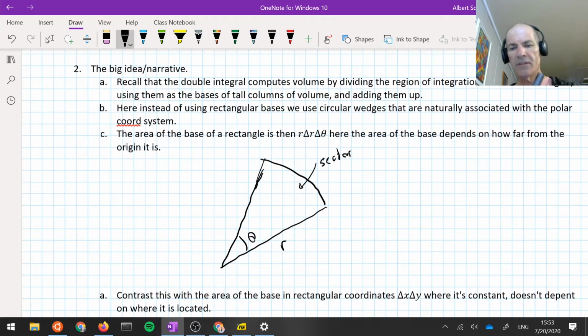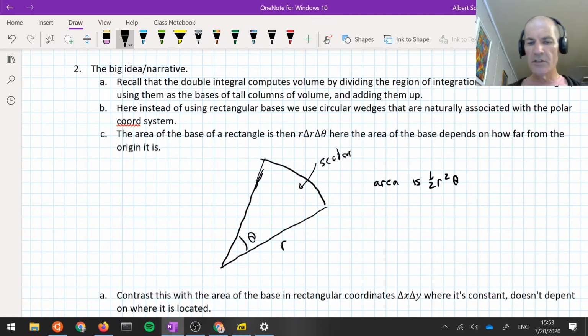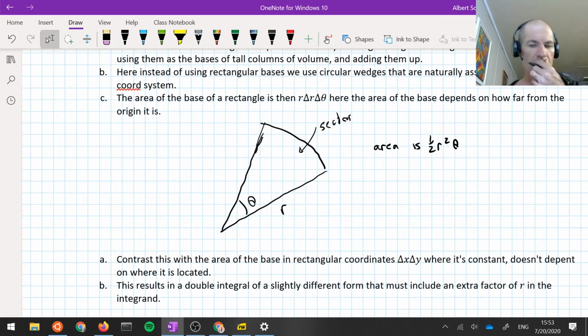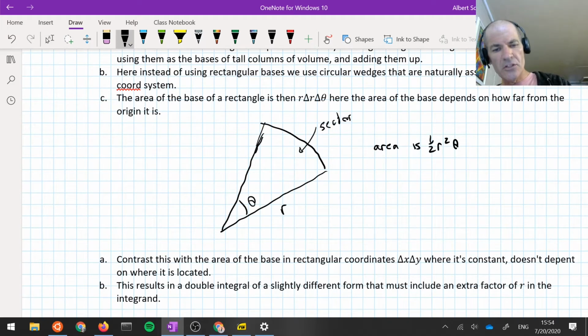The area of the sector is given by 1/2 r squared theta. That's a basic fact from geometry, and you can go look that up. All right, so we can use this formula to figure out the area of one of these wedges.